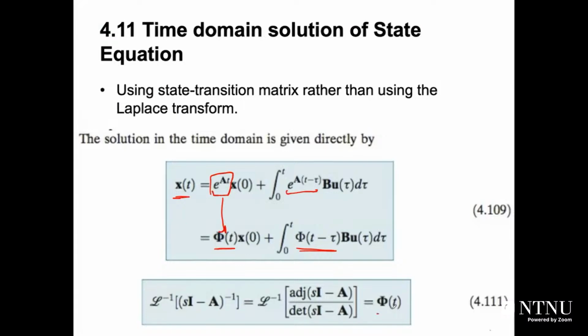And what is phi of t? Phi of t, the state transition matrix, is the inverse Laplace transform of (sI minus A) inverse. So first, we need to get phi of t. Once you have phi of t, you substitute it into this equation. Once you get x of t, you can get y of t.